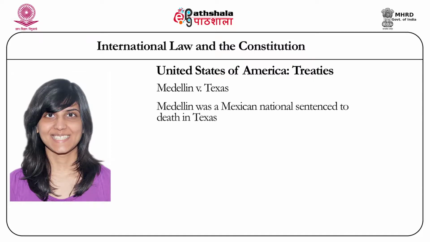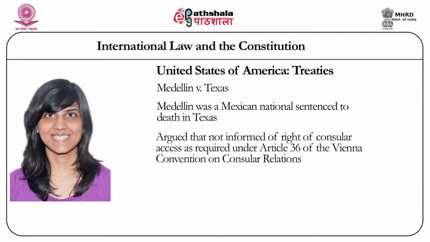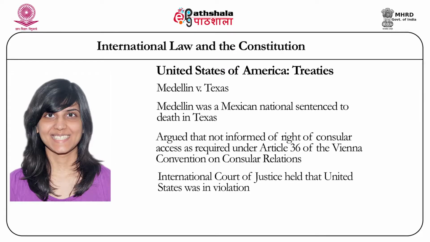Jose Ernesto Medellin was a Mexican national and was convicted of murder in the state of Texas and sentenced to death. On appeal, he argued that he had not been notified of his right of access to the Mexican consulate, as required by Article 36 of the Vienna Convention on Consular Relations, and that this treaty violation had prejudiced his defense. Mexico also brought a case before the International Court of Justice on the violation of the Vienna Convention, where the ICJ held that Medellin and some other Mexican nationals were entitled to review and reconsideration of their convictions and sentences in the United States.